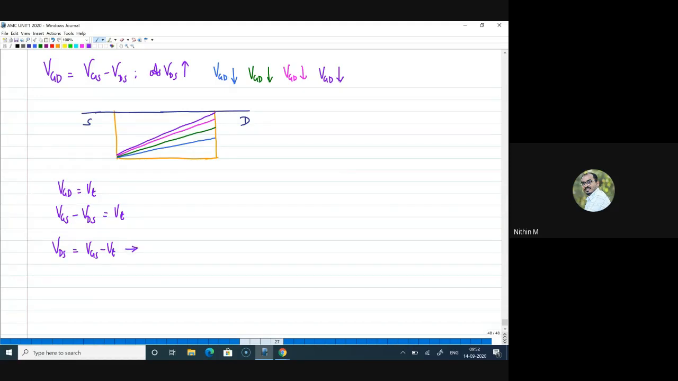I can say that the channel at this drain end is narrow and it is just present. That means if you further increase your VDS, your channel will definitely be absent, or we say that the channel is becoming pinched off at the drain end. Is this clear? Any doubts in this?